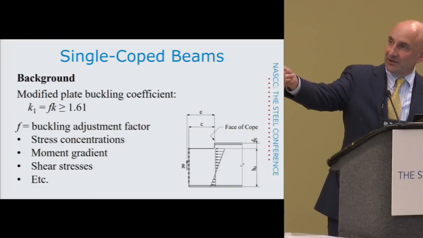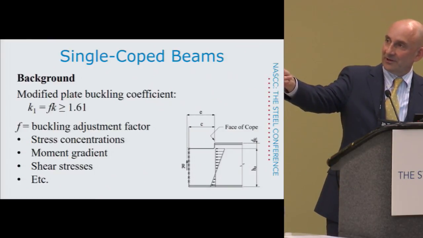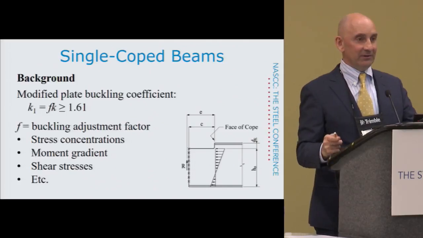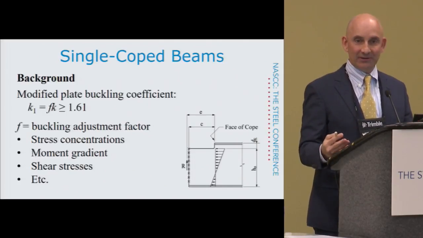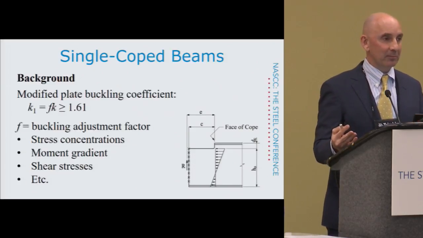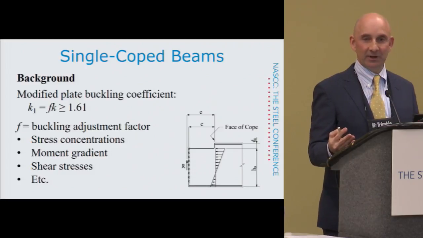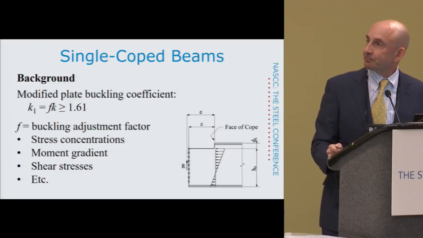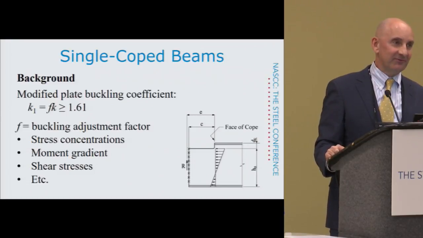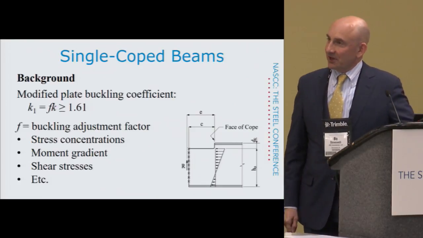Now, here's one thing we did. This is kind of what we did in the 14th edition manual, this part. We added this 1.61 so that we no longer were constrained by the cope limits. In other words, we no longer have to use a cope length of twice the cope depth, or smaller than that. Okay, so our F, the buckling adjustment factor or the fudge factor, takes account of all these things.